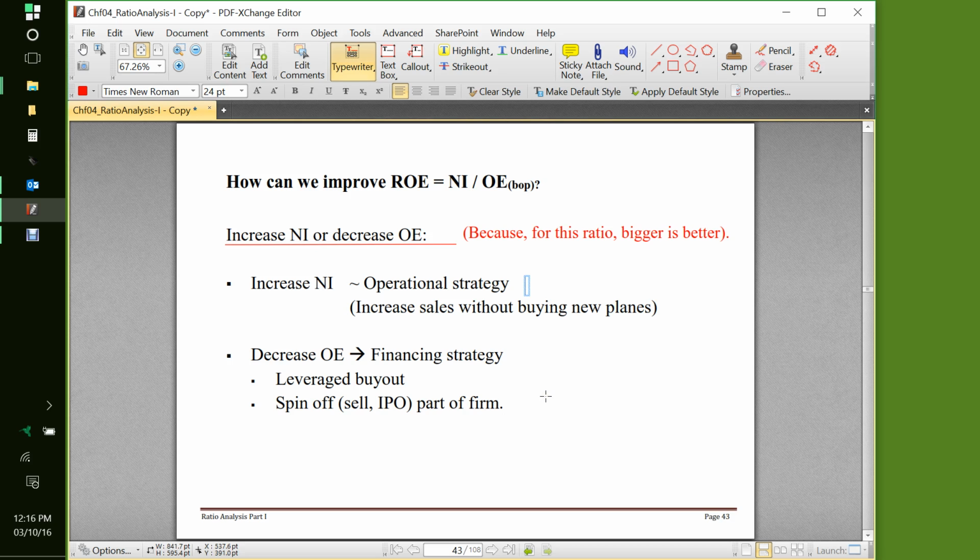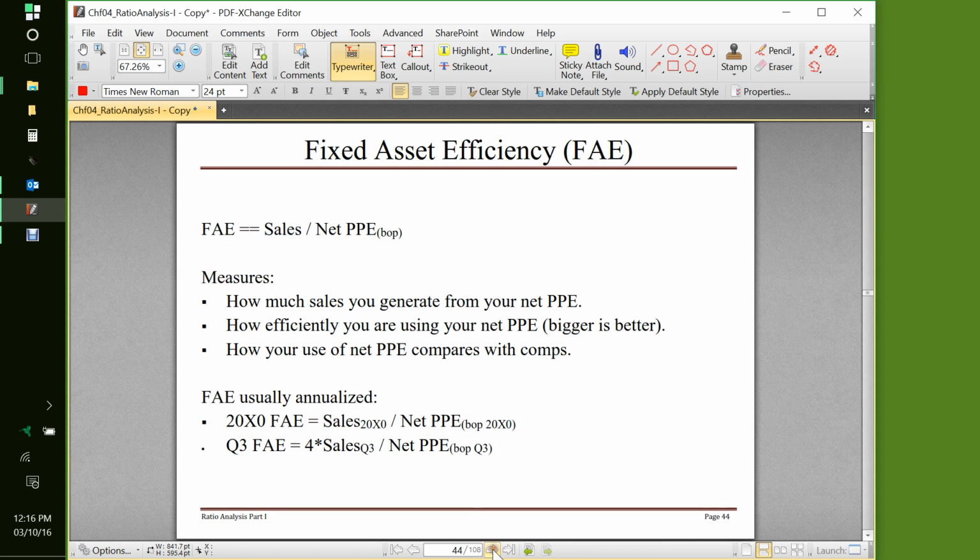He took out a loan. Okay, so you get the loan, you use the proceeds of the loan to buy out other owners, take their shares, and throw them in the 55-gallon drum and burn them. Okay, so we could also sell part of the firm. That would be called a spin-off.